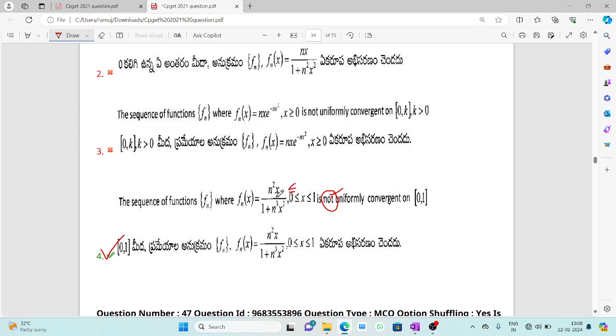If you apply the limit for this one, it clearly goes to 0. Whenever the limit value of a sequence or series goes to 0, that means it is a convergent sequence. If it is convergent, then on a bounded interval we can say it is also uniformly convergent. But he is saying that it is not a uniformly convergent sequence, so this is the correct option for this question.